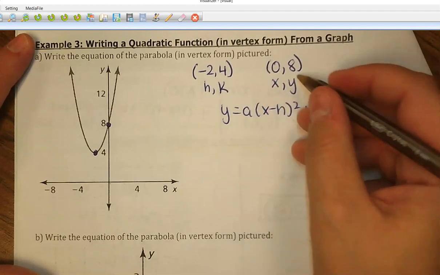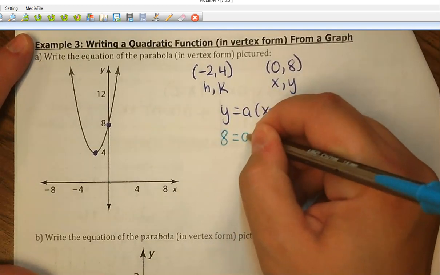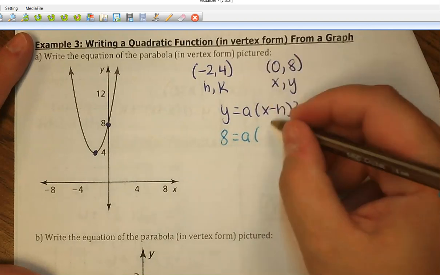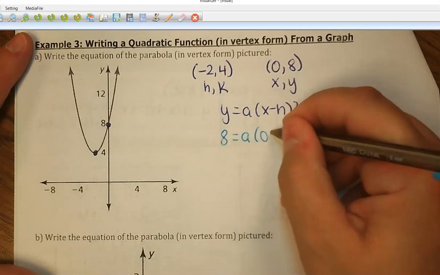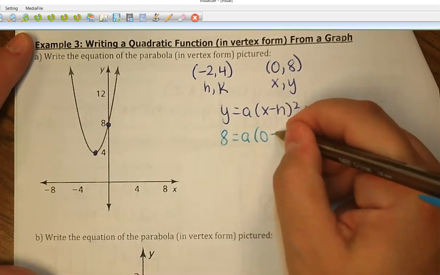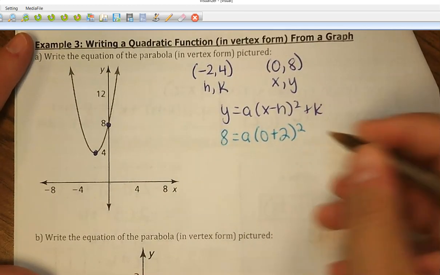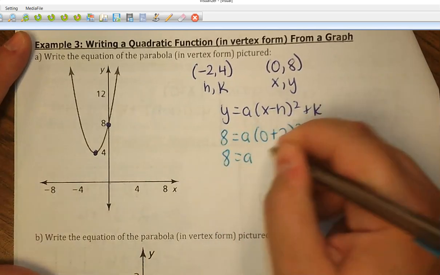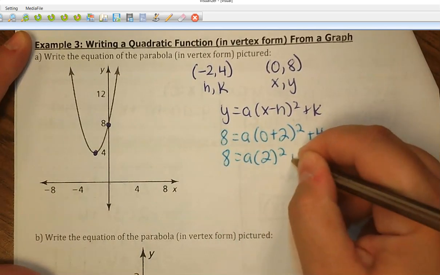So y, the y coordinate of the point. A, we're going to use the graph to help us figure this out by grabbing these points. X, I'm going to plug in the x coordinate of the point. This will be minus a -2, so it'll look like a +2. Y coordinate of the vertex is 4. This is a, 2 squared plus 4.